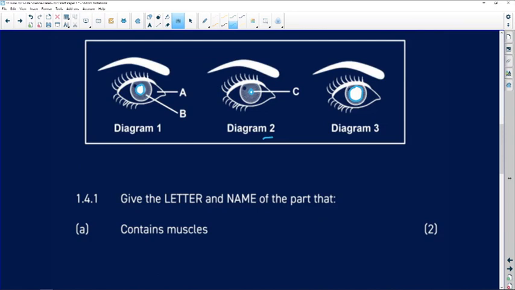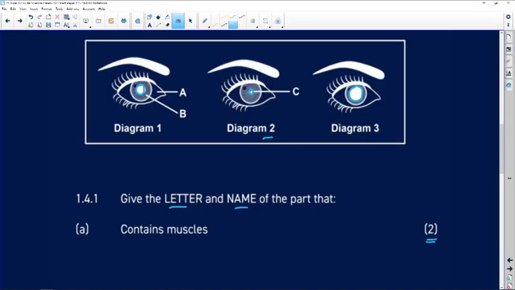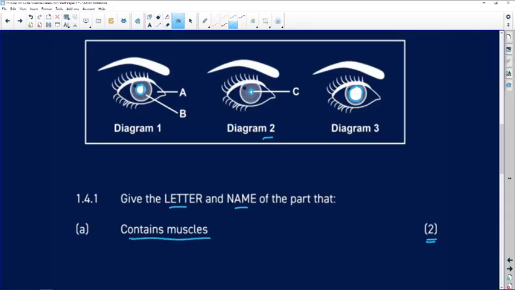That contains muscles. Clearly, remember the pupil isn't an object. The pupil is in fact a hole into your eye. The pupil is a gap. And that gap can become smaller or wider depending on the amount of light around us. So something has to have muscles in order to change the size of the pupil. Which part has muscles? We're looking at part B, and what is that part? It's the colored part of the eye, and that is the iris. So that is what you write to get your two marks.